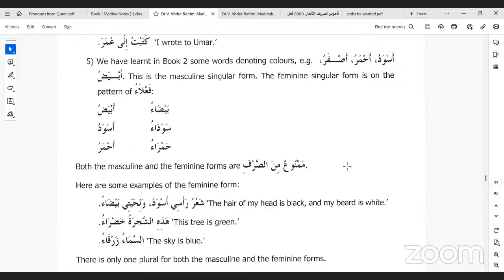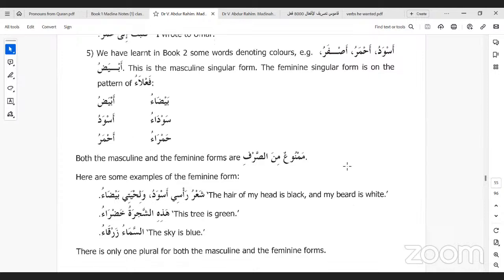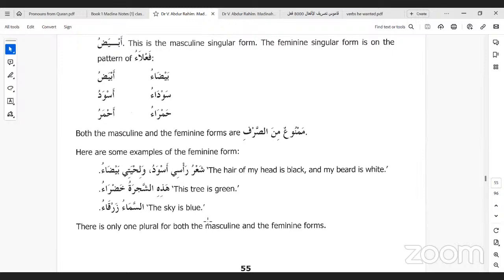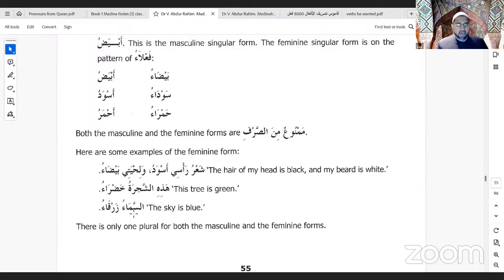Here are some examples of the feminine form. Sha'ru ra'si aswadu wa lihyati bayda'u. The hair of my head is black and my beard is white. Hadhihi shajaratu khadra'u. This tree is green. As-sama'u zarqa'u. The sky is blue. All of these colors are feminine. As-sama' is feminine, shajara is feminine, lihya is feminine, and sha'ru is masculine.